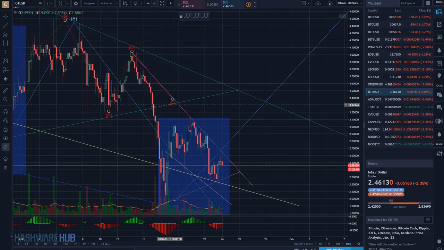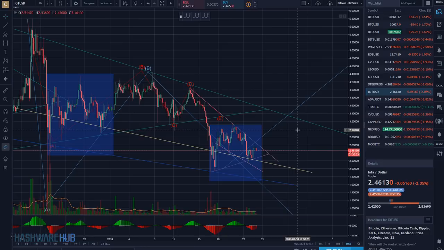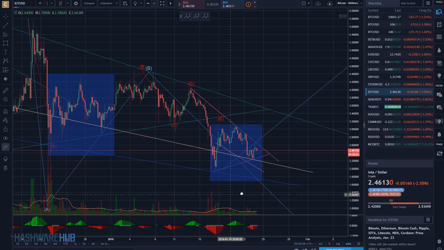Then yeah, sure, this E would be just too easy, right? E for easy. It would be too easy at that point to go ahead and just start moving up. It would make sense for it to continue to correct, and that's kind of exactly what we saw here.